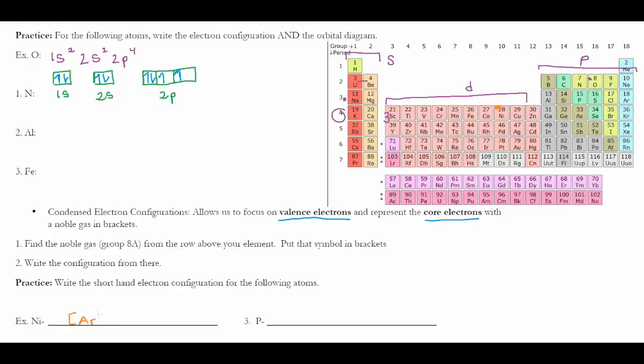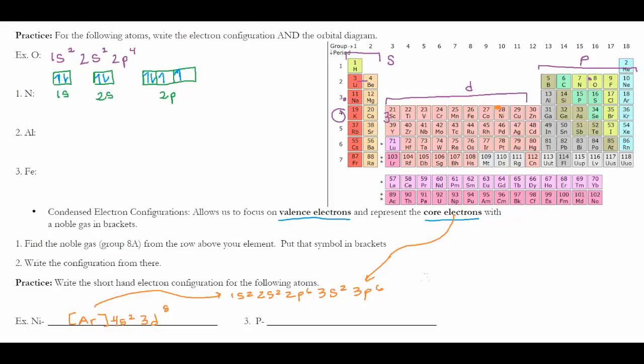Okay? And then I'm just going to write out the electron configuration. So it's going to be 4, I'm going to just keep going. Okay? So 4s after argon, 4s2, and then it's going to be 3d8. Okay? So what this allows me to do, for argon, the electron configuration would have been 1s2, 2s2, 2p6, 3s2, 3p6. These are my core electrons.